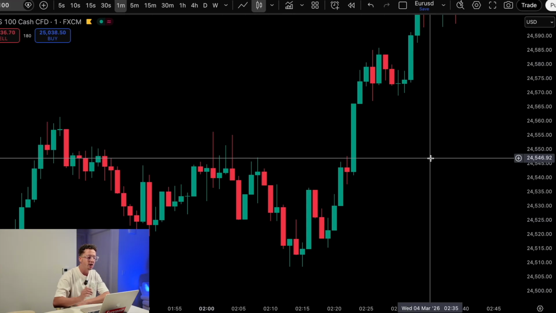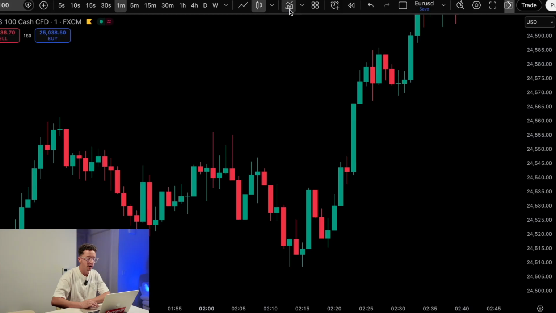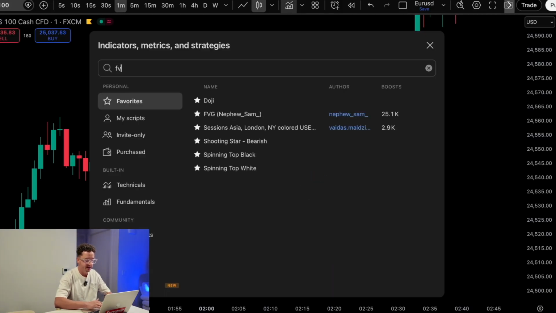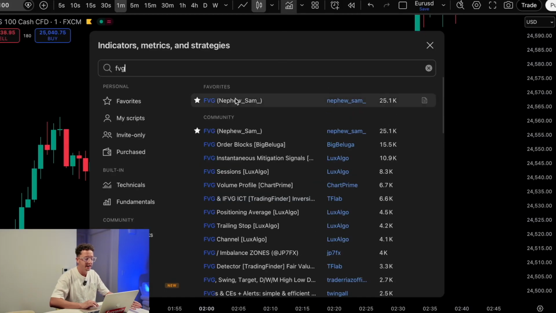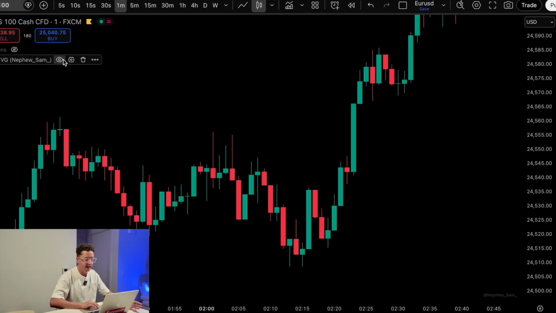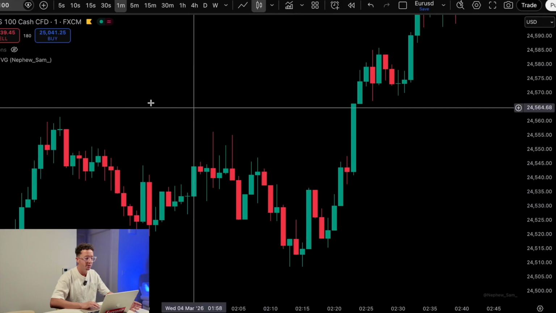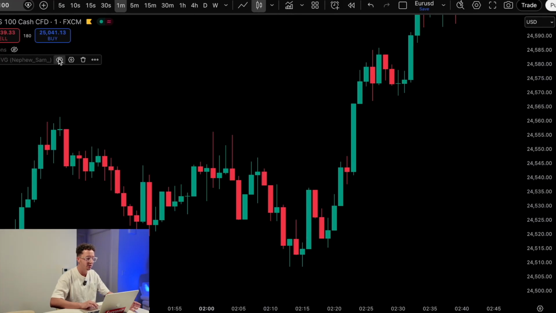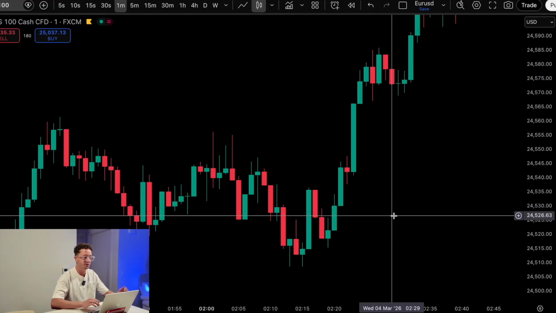So we know about fair value gaps. If you guys want, you can go right here and type in FVG and you can get this fair value gap indicator that will automatically print the fair value gaps for you. I am too far back in time for it to actually print, so I'm going to turn it off because I really don't need it.